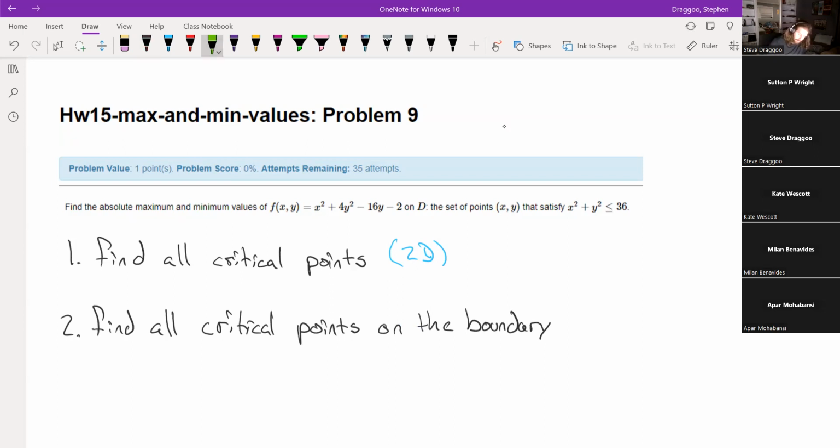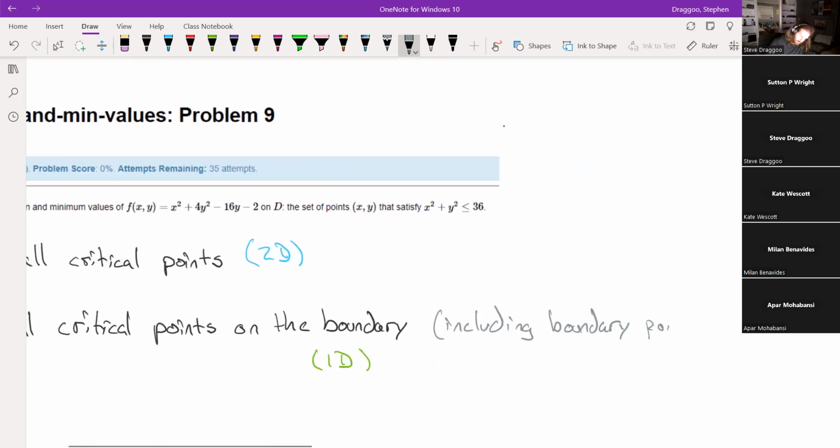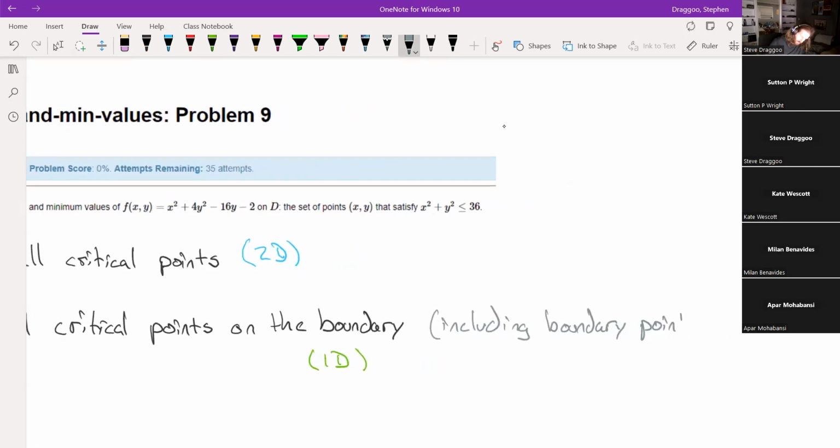Once we break it down to a boundary, this is a 1-dimensional problem, which means it's going to look very similar to a Calc 1 problem. The boundary also includes its boundary points, if we have those. This is also the step where we could use Lagrange multipliers.